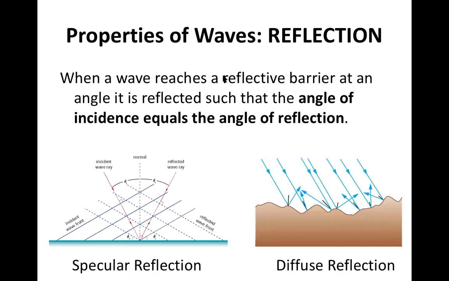When a wave reaches a reflective barrier at an angle, it is reflected such that the angle of incidence equals the angle of reflection. This is probably the easiest, most memorable thing from grade 10 optics, be it specular reflection and diffuse reflection.